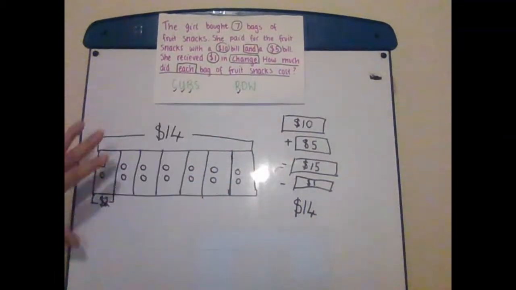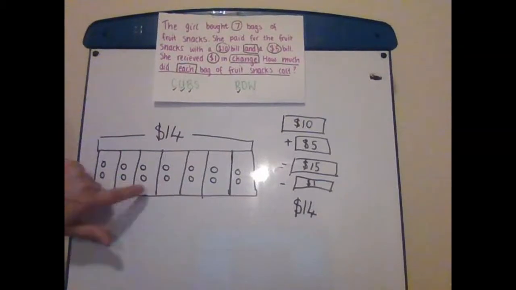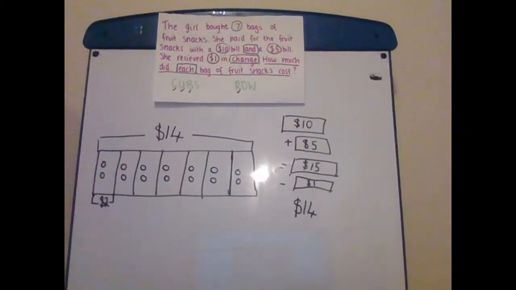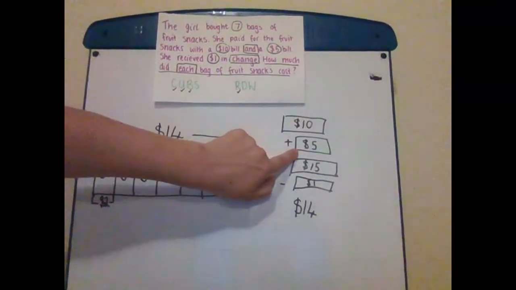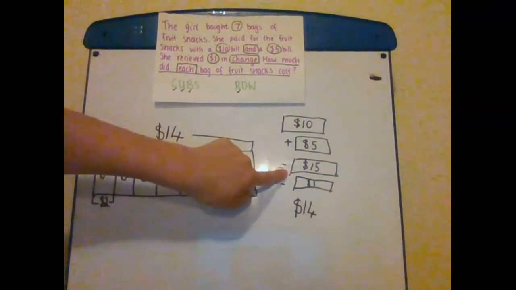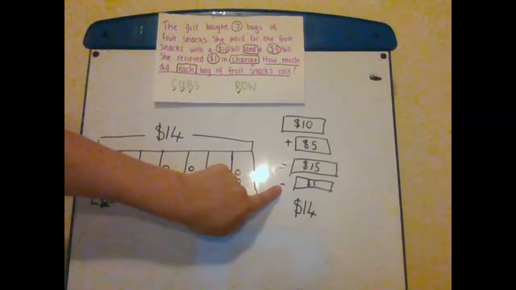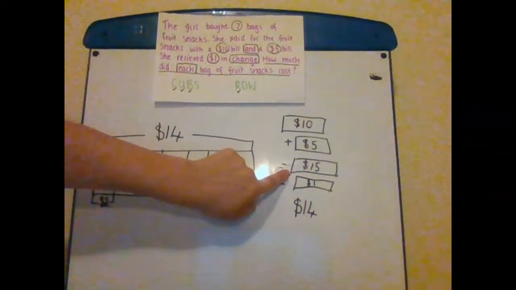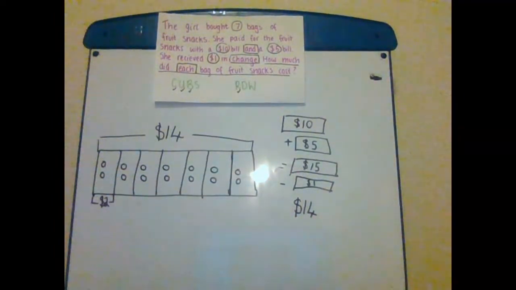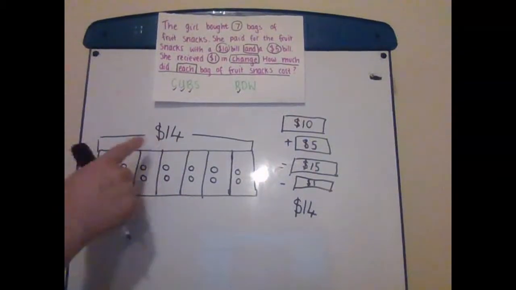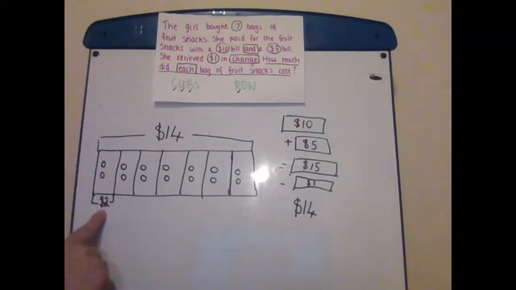So I've drawn, this is what information I got from the question. The girl bought 7 bags of fruit snacks. 1, 2, 3, 4, 5, 6, 7 bags of fruit snacks. She paid for the fruit snacks with a $10 bill and the $5 bill. So I know she gave a total of $15 to the person in the store. She got $1 back. So you need to remove the $1 from the $15 total. That means that the total cost of the fruit snacks was $14. Okay? Now I'm dividing up 14 by 7 equally, and that gave me $2 for each bag.